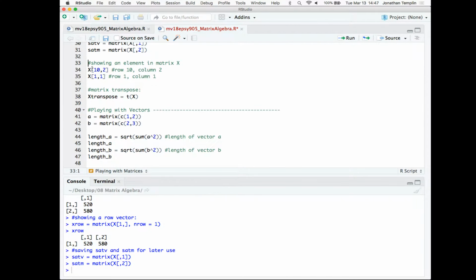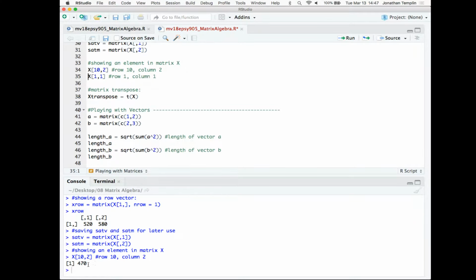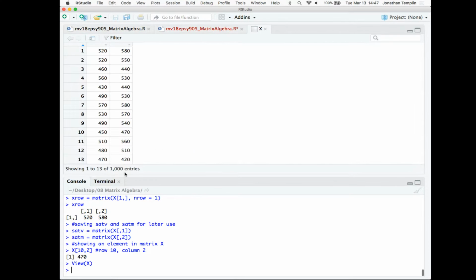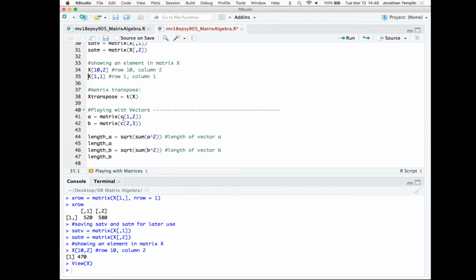You can also point to an element of a matrix by telling it which row and which column you want. So X[10,2] gives us score 470. And if we just show you what that is, if we go to row 10, column 2, that's the 10th person's observation on whatever the second column is. SAT math, I think it is. Okay? So all the things that we saw before you can reinforce with the example here.